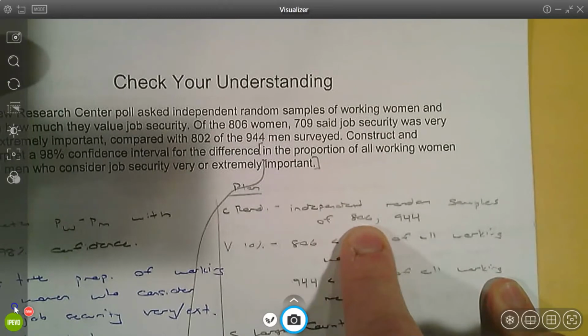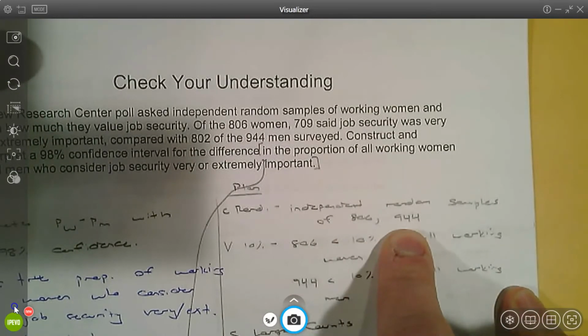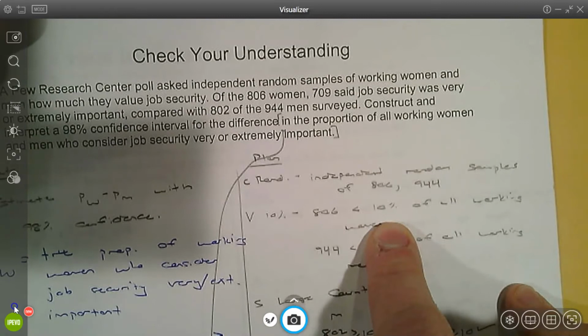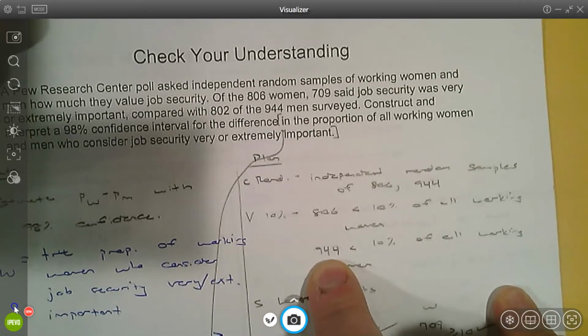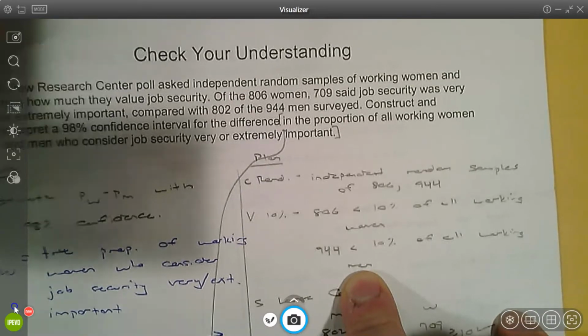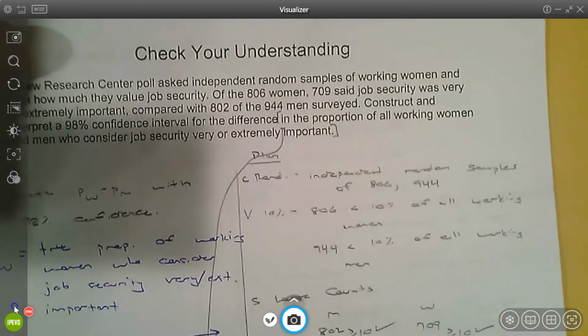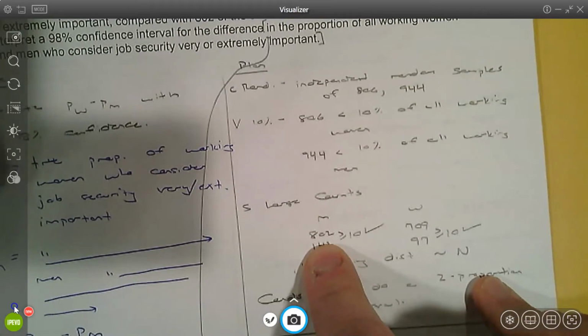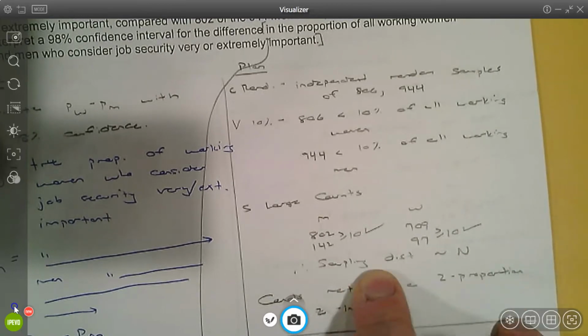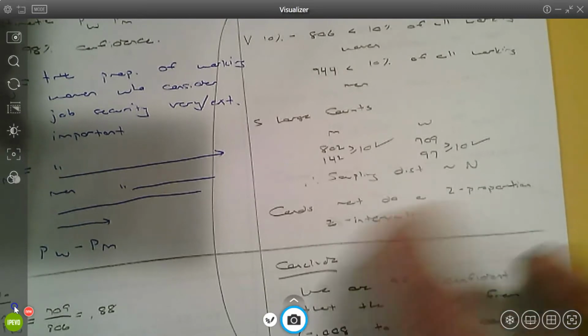So the random condition: I have independent random samples of 806 and 944. Make sure you explicitly list the sample sizes. 10% condition: 806 is less than 10% of all working women. 944 is less than 10% of all working men. So we're sampling without replacement. We can calculate the standard error now. Large counts condition: number of successes and failures in each sample. That checks out, so the sampling distribution is going to be approximately normal. Our conditions are met. We're going to do a 2 proportion Z interval.